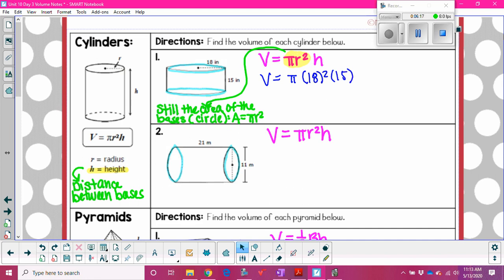Now remember, I'm going to leave pi alone. I'm going to leave it there and not put it in my answer first. So I'm going to multiply 18 squared times 15, and that gives you 4,860. So you have 4,860 pi inches cubed. That actually is the most accurate answer. I just want to make sure that you know that is a very valid answer. This is in terms of pi.